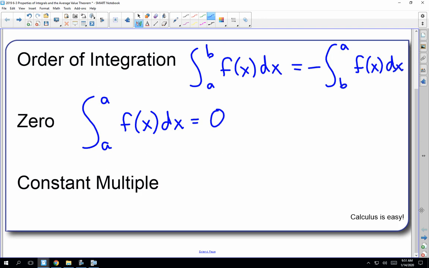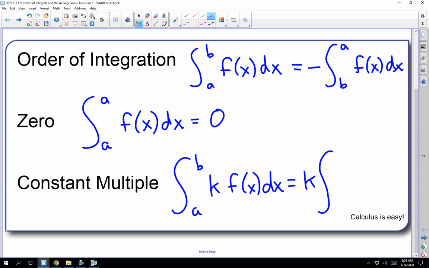It's also true that if you have the integral from a to b of some constant k times f of x dx, you can go ahead and move that constant out in front. So it's k, and there's the same thing for differentiation. I guess that is still pretty easy. Those aren't too bad.